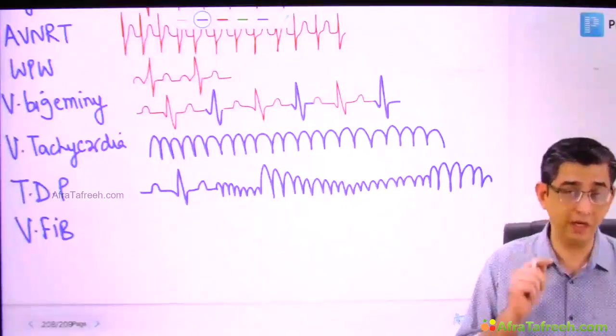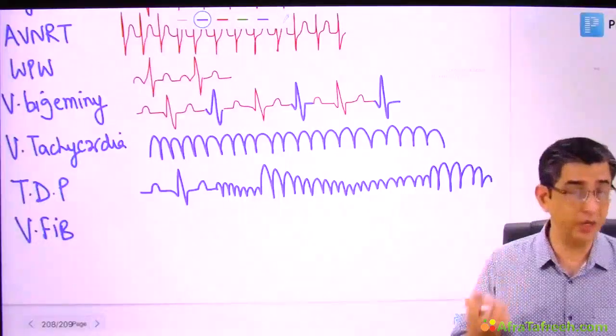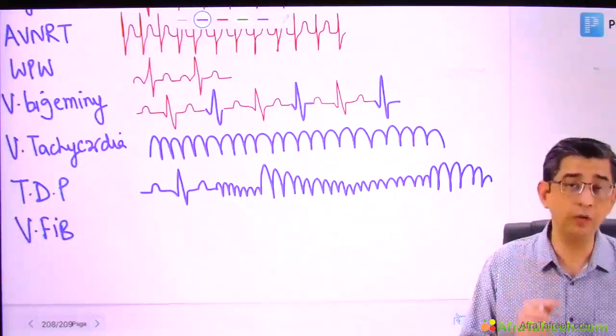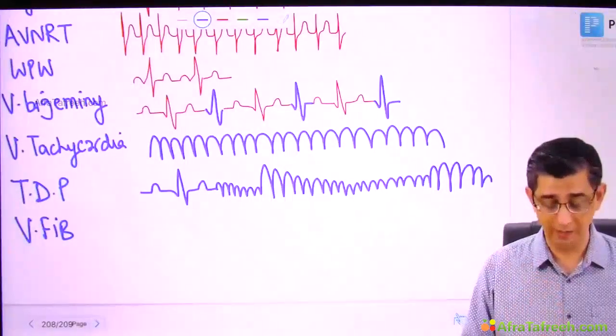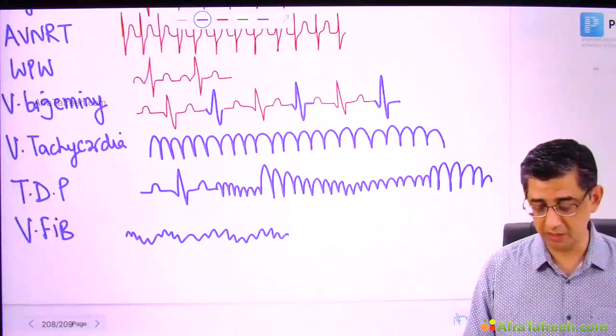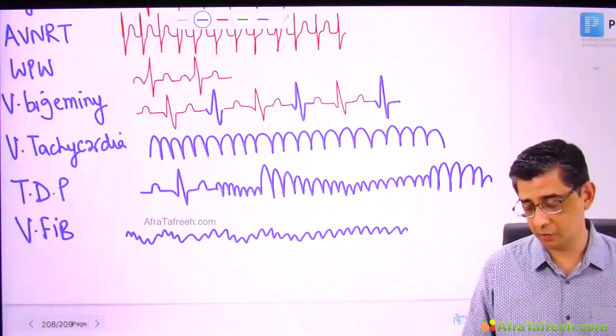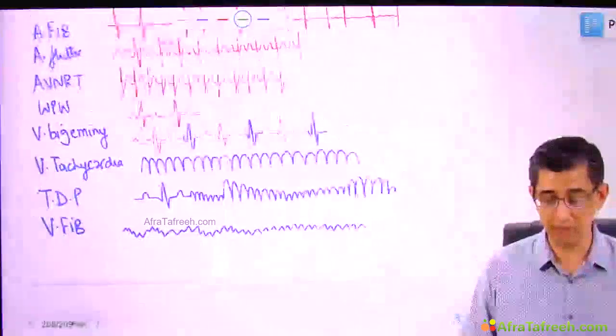I repeat once again, in electrical alternans, which is discussed in pericardial effusion topic and also in cardiac tamponade, you will notice normal duration QRS amplitude changing, but here it is broad QRS amplitude that is changing. And ventricular fibrillation is anyway one of the easiest ones to identify, and there would be a patient who would be pulseless, and for ventricular fibrillation per se there would be no drug of choice as well.